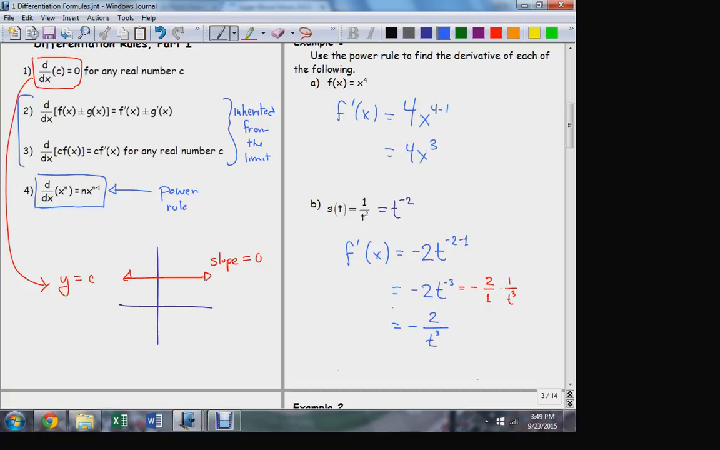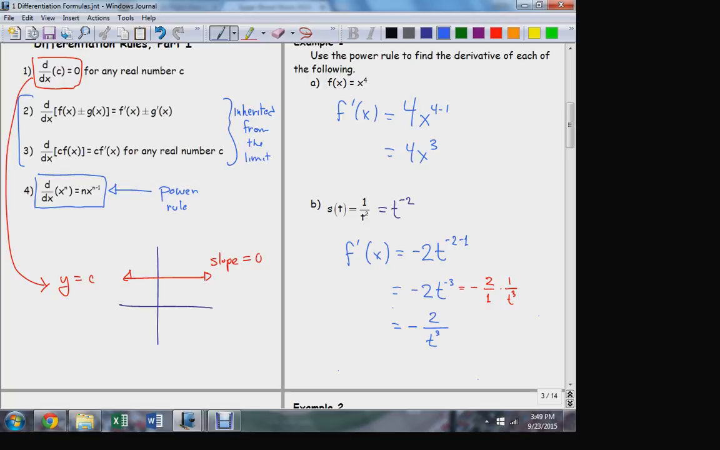In addition to that, we introduced three other rules. The rule for constants, which doesn't really come under the rule for powers in the strict sense. And then the two rules about constant multiples and sums and differences. So the derivative passes through those operations. I can take derivatives of sums by taking the sum of the derivatives, and I can take derivatives of constant multiples by taking the constant multiple of the derivatives. So those sorts of operations don't enter into the process.